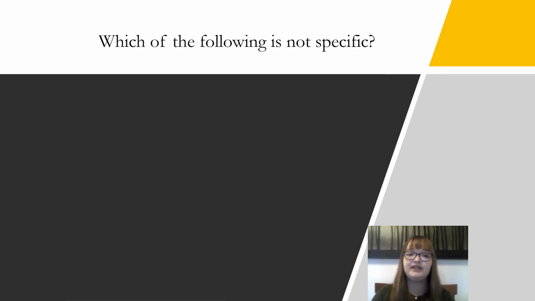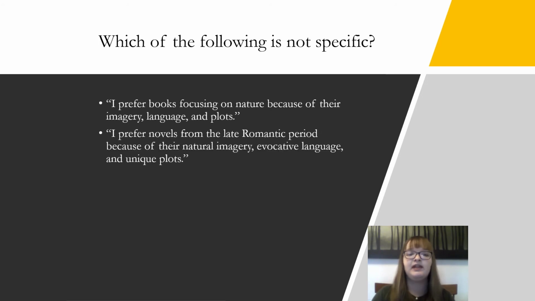Let's look at two more thesis statements and determine which of them is not specific. So the first says, I prefer books focusing on nature because of their imagery, their language, and plots. The second says, I prefer novels from the late Romantic period because of their natural imagery, evocative language, and unique plots. So after reading both of those, which is less specific?